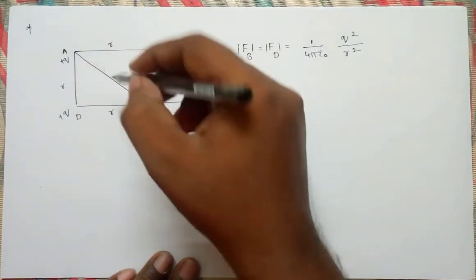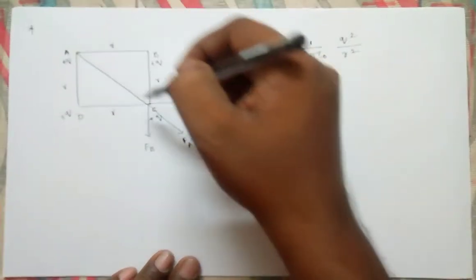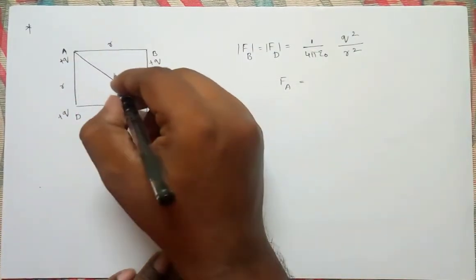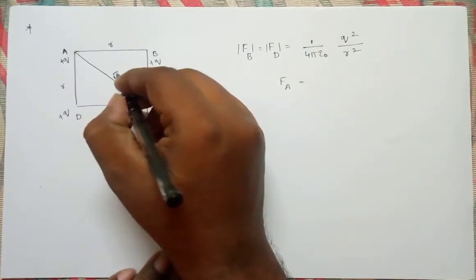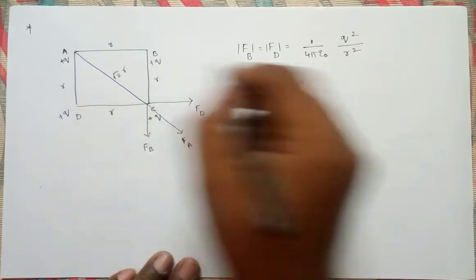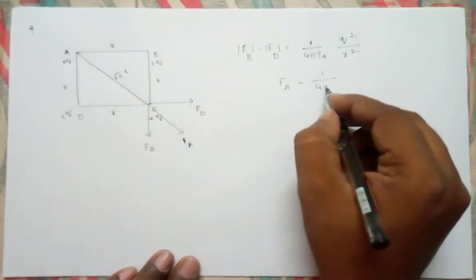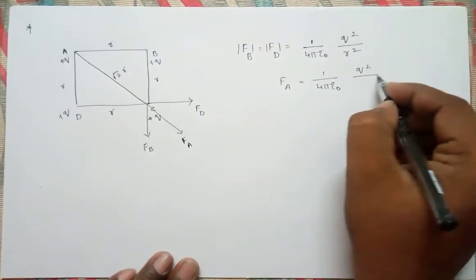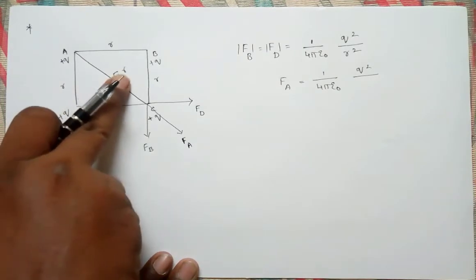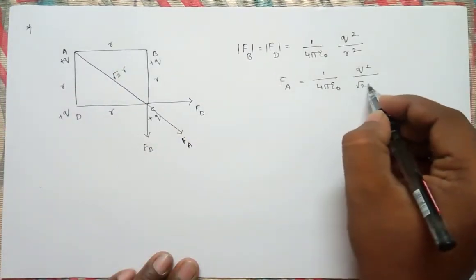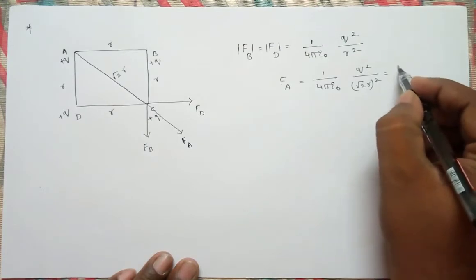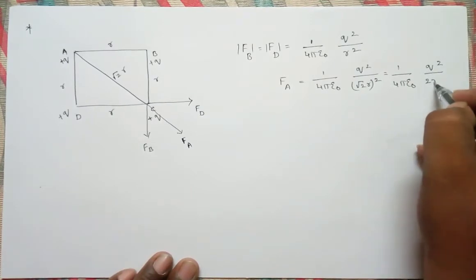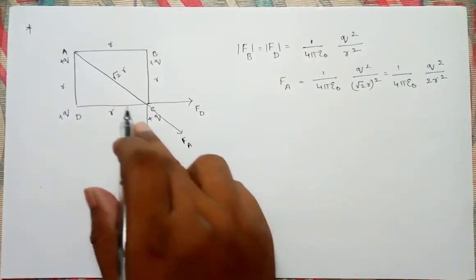And the force exerted by the charge at A on C, that is FA, is equal to, this is the diagonal of the square, so the distance is root 2 R. Then 1 upon 4 pi epsilon naught into the product of charges Q square, and the distance is root 2 R whole square. Then you can write 1 upon 4 pi epsilon naught into Q square by 2 R square. This direction is away from it.